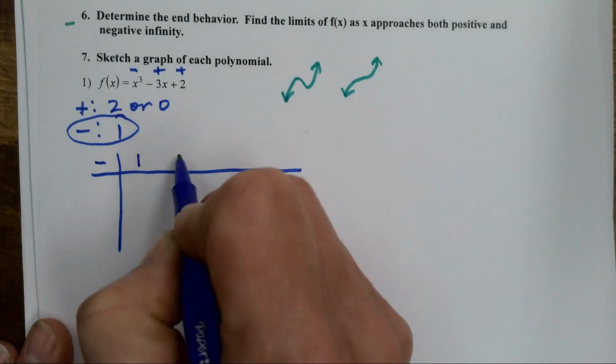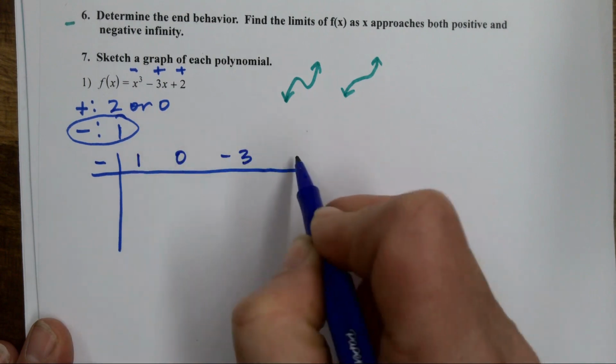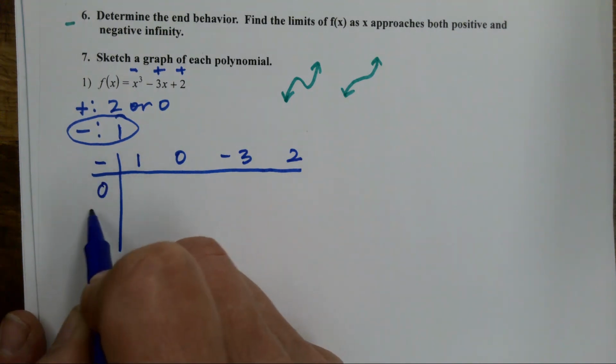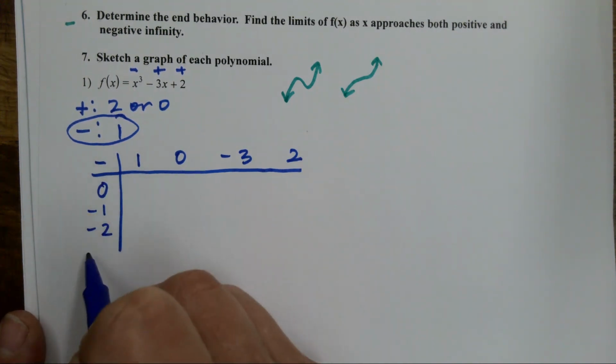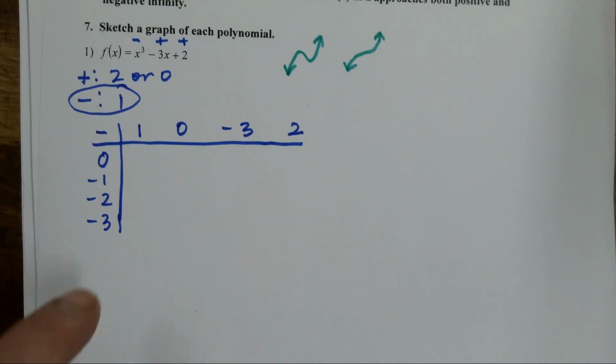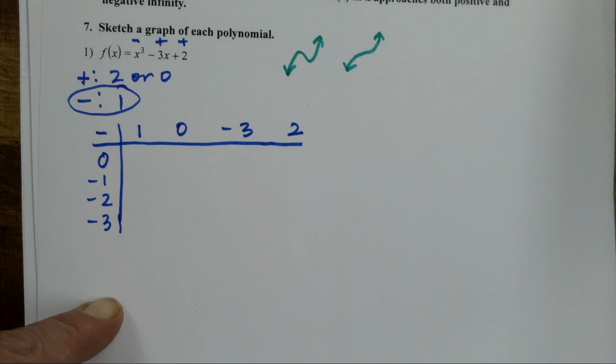This is 1, 0, negative 3, 2. Don't forget the 0 because there's no squared term. I'll start with 0, I'll do negative 1, negative 2, negative 3, and I'm just going to start working through that table. Do you remember us making this? We could find between zeros when we did this. I also might be able to find exact zeros when I do this.